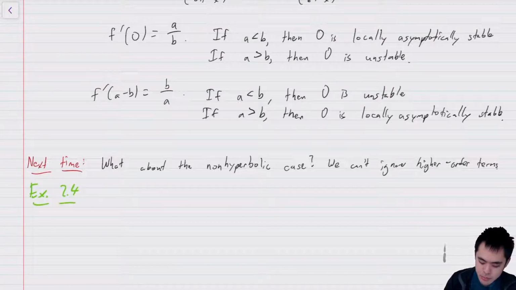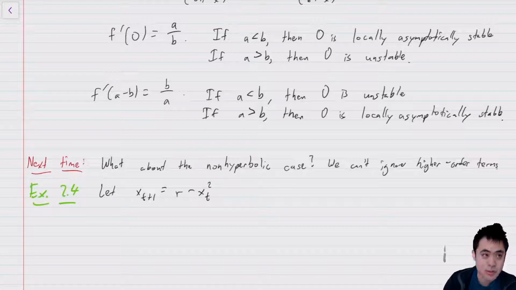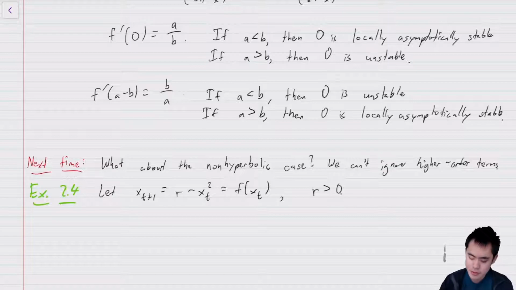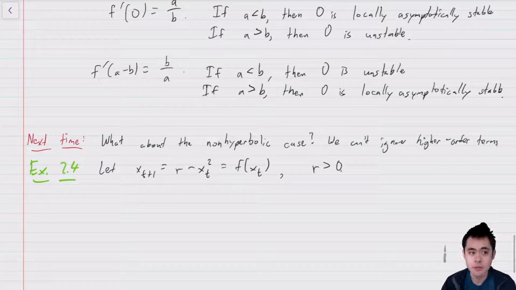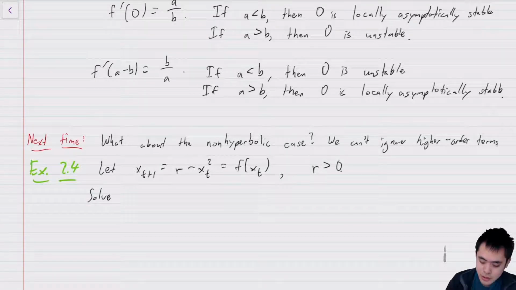So this is example 2.4 in Linda Allen's textbook. If we let x sub t plus 1 be equal to r minus x sub t squared, which is equal to f of x sub t, for r greater than 0. So this is again a first order nonlinear difference equation. And we want to solve x equal to r minus x squared to get the equilibria.